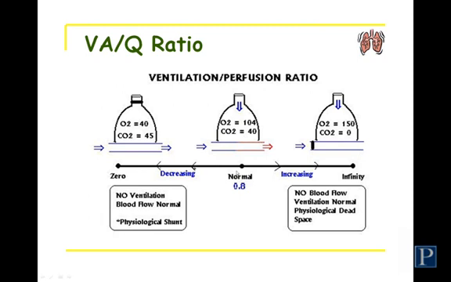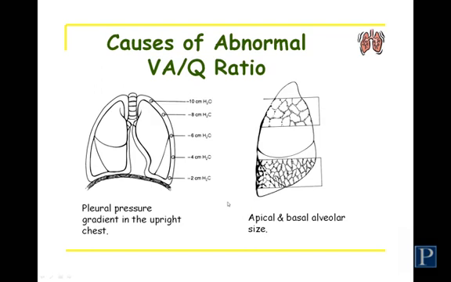So ventilation-perfusion ratios, we do, believe it or not, under normal conditions, have areas in our lungs that don't have this ideal ventilation-perfusion ratio. We have differences in a normal upright lung. So I want to show you this picture to show you why we have differences in a normal upright lung in regards to ventilation perfusion ratios.